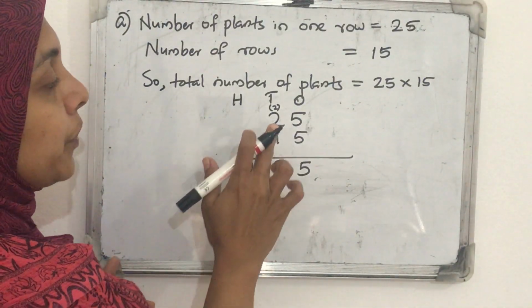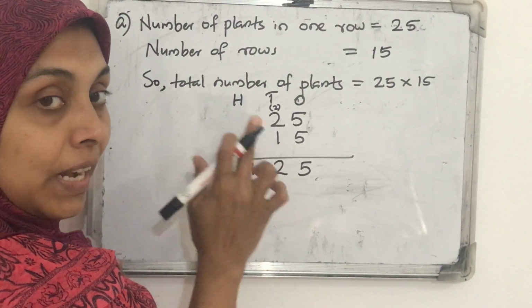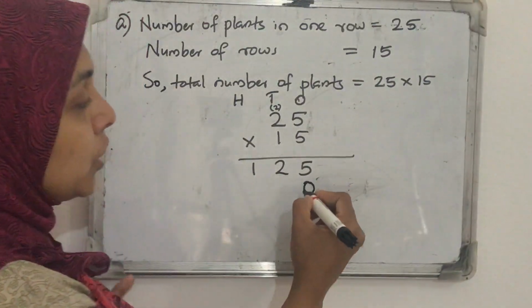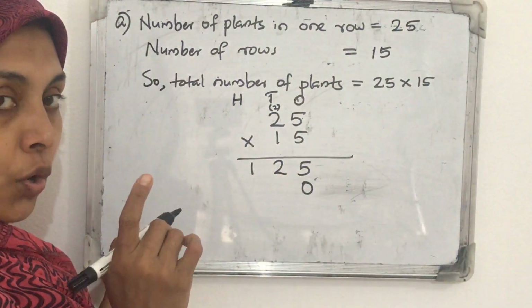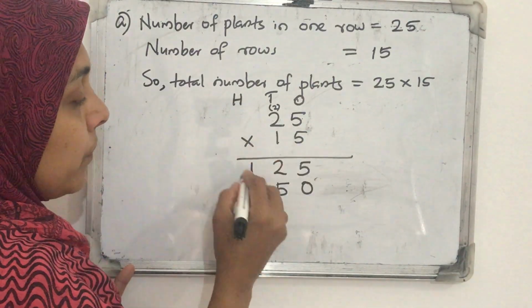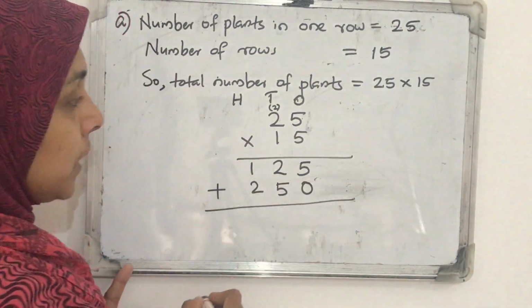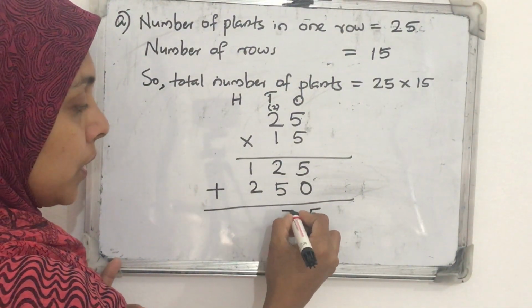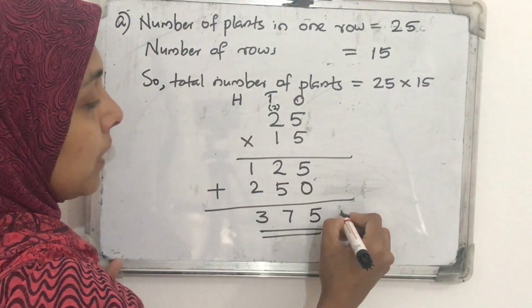Next multiplication, 25 multiplied with 1, that is 10, tens. 25 multiplying with 10. So the ones place digit will be 0. Next multiply 5 into 1. 5 into 1 we know 5, and 2 into 1, 2. After that we are adding these two numbers. 5 plus 0, 5. 5 plus 2, 7. 1 plus 2, 3. So how many plants are there?